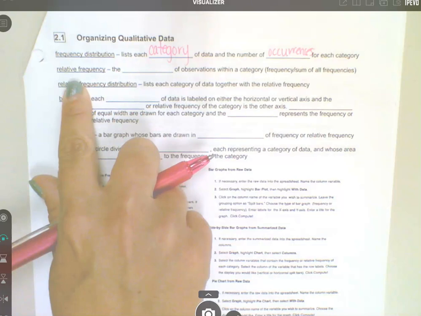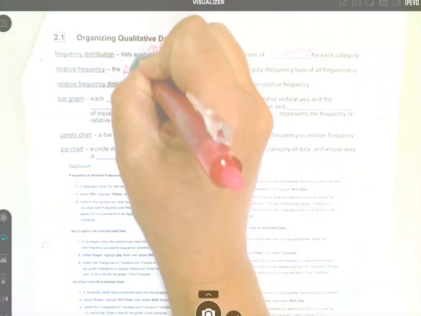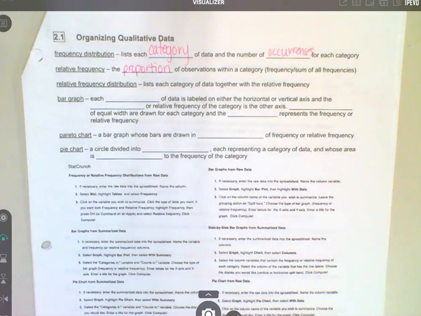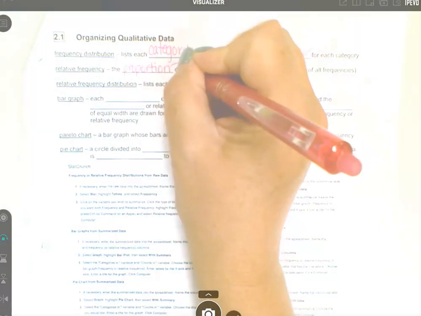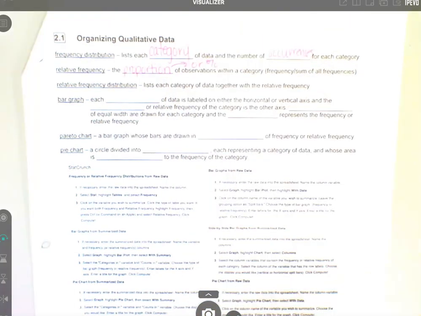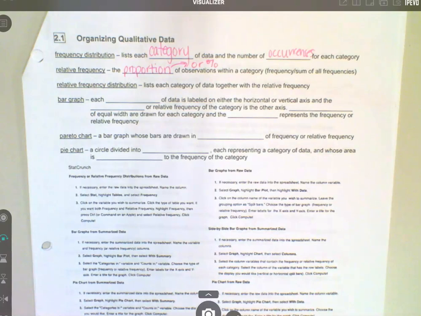So relative frequency in general is the proportion or percentage of observations within a category. Meaning, how much of the total does that particular category represent? So we could still make a relative frequency distribution about eye color, but instead of just listing how many people we had of each eye color, it would be the percentage of the total. So maybe 15% of the people had green eyes, or 0.15.